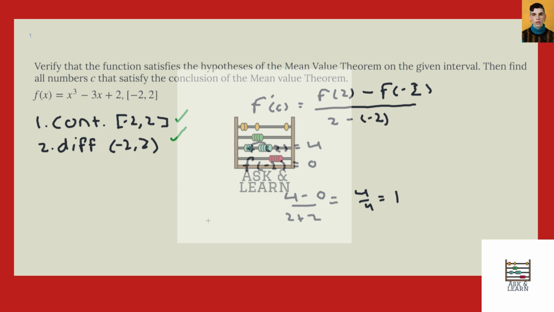Now we take the derivative of f of x, but we're going to put it in terms of c. So it'll be 3c squared minus 3 is equal to 1. And then we get a value of 3c squared is equal to 4. I'm going to go to the next page.